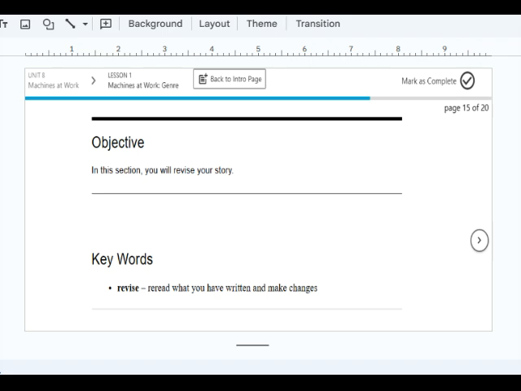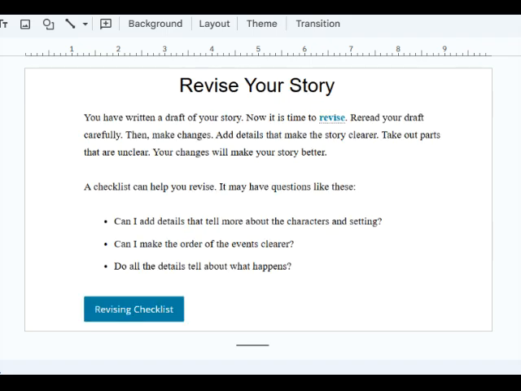All right, so objective. We are in Unit 8, Lesson 1. In this section, you will revise your story. Revise means to reread what you have written and make changes. You have written a first draft of your story. Now it is time to revise. Reread your draft carefully, then make changes. Add details that make the story clearer. Take out parts that are unclear. Your changes will make your story better.